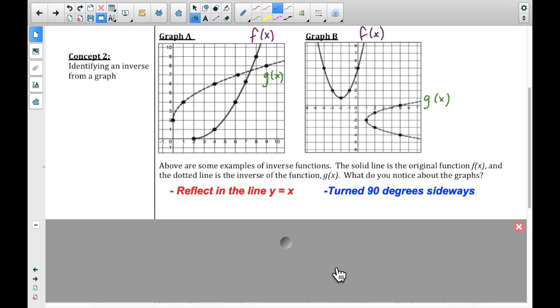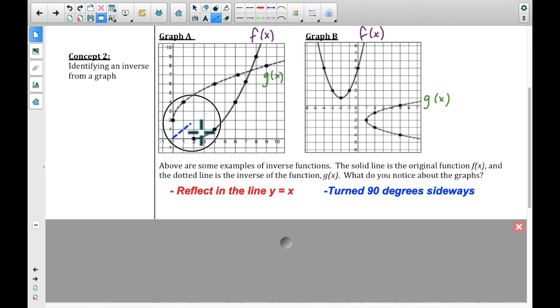Okay, each of you might have said something different, but here are some things that are commonly noticed. They're turned 90 degrees sideways, like this parabola. We had this parabola, and it's like we turned it over 90 degrees, and that gave us this one. That is a characteristic of an inverse. Another characteristic you might notice is that there's a reflection. I think it's a little easier to see on graph A, but you can also see it on graph B. We'll show it there too.